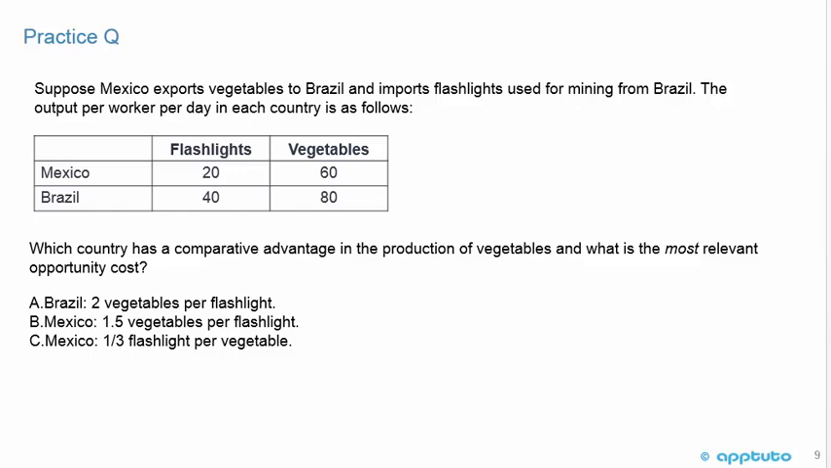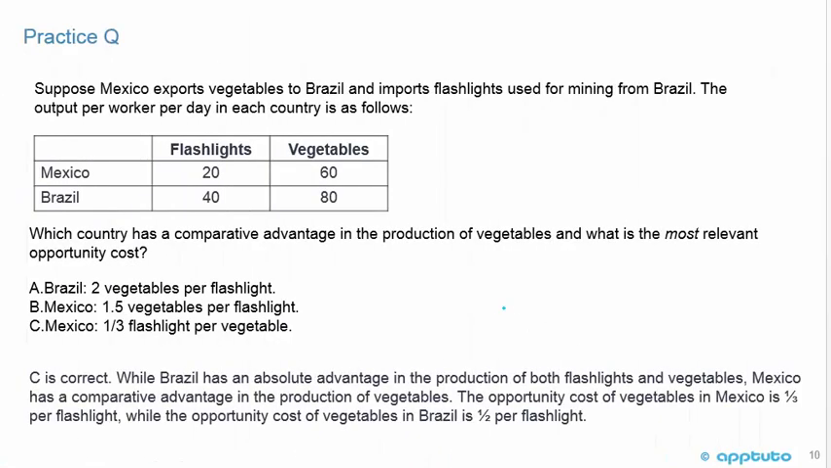So A, Brazil, 2 vegetables per flashlight. B, Mexico, 1.5 vegetables per flashlight. Or C, Mexico, 1/3 flashlight per vegetable. Okay, this question can be a little bit tricky if you haven't done a little bit of practice. So it's asking 2 things. Which country has a comparative advantage in the production of vegetables, and what is the most relevant opportunity cost, okay?